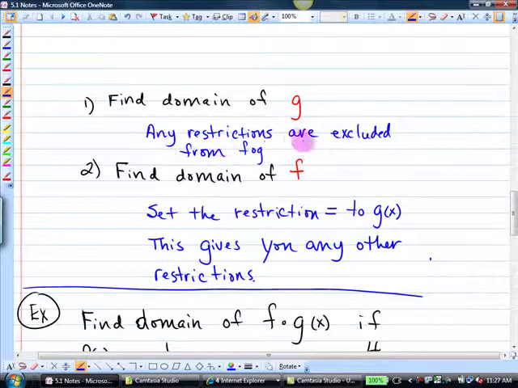Find the domain of G. That's going to be in your new domain of your composite. Then find the domain of F and set that restriction equal to the other function. Solve that as an equation, and what you get is going to be another restriction that goes into your composite one. We're going to work a problem. We're going to see how that works, but I'll let you get that written down.